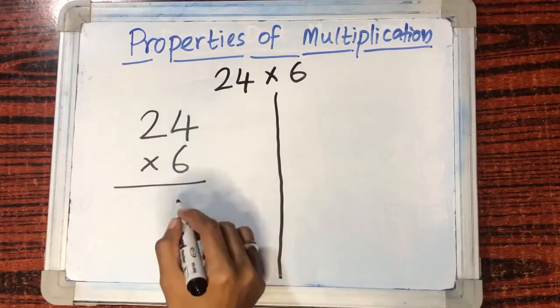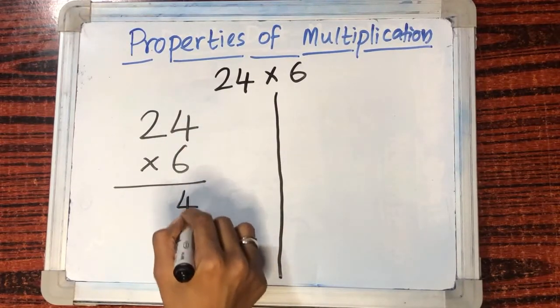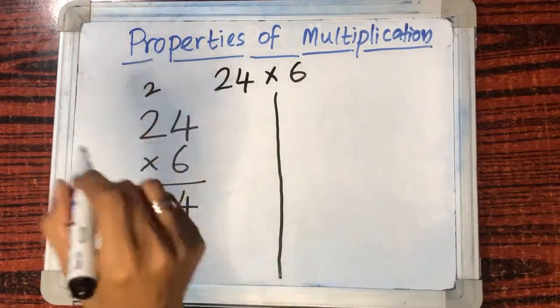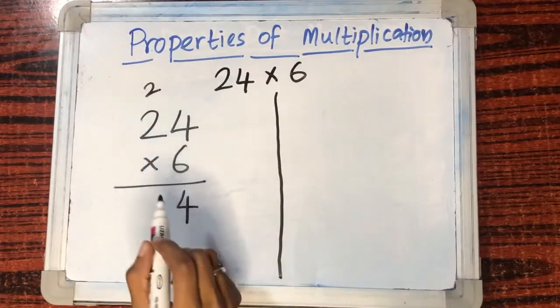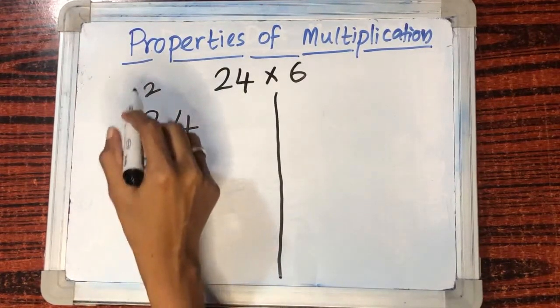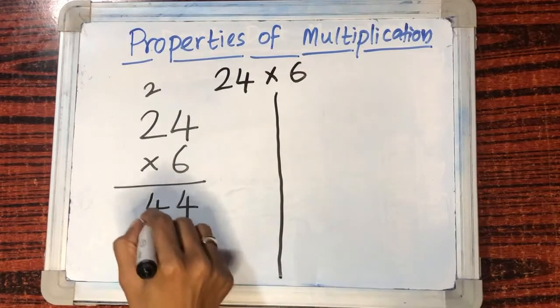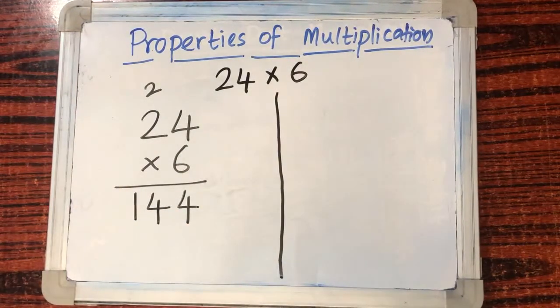6 times 4 is 24, so 4 here and 2 goes up here. 6 times 2, 12 plus 2, 14. So the answer is 144.